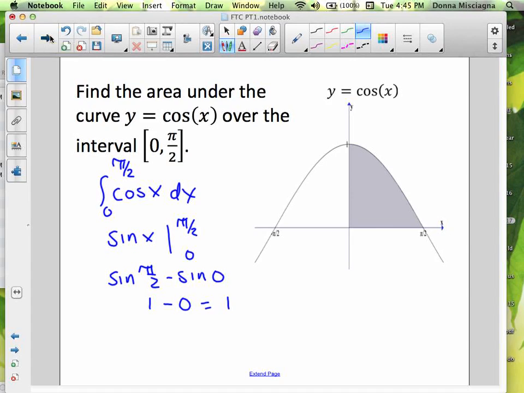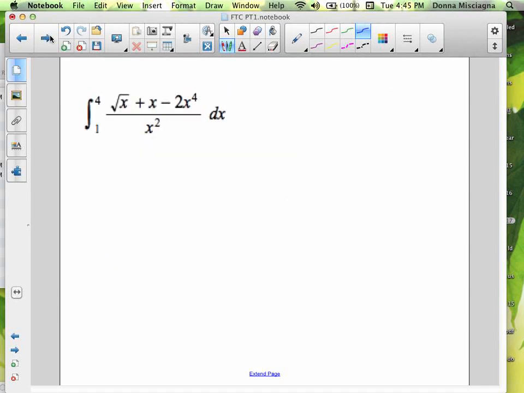It's nice to have an easy one after one that's a little bit more difficult to compute. This is not going to be a u-substitution. Instead, we have one term in the denominator we should simplify. So we're going to divide everybody. I'm going to rewrite that 1 times the square root of x as x to the 1/2, plus x minus 2x to the 4th. Divide everybody by x squared, and I'm going to do them all as separate integrals.